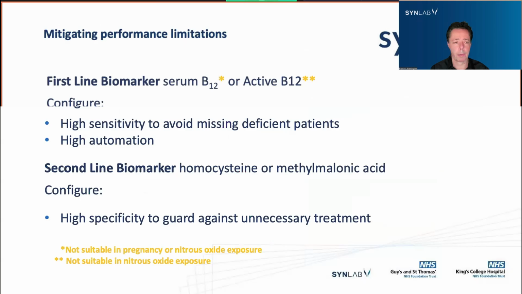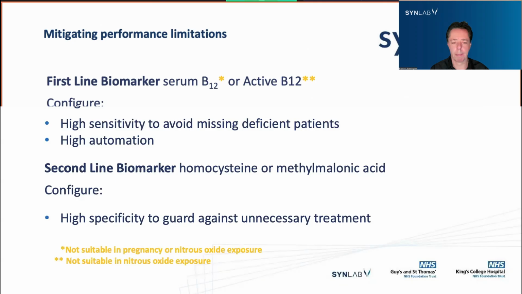So if you want to use multiple biomarkers, you should configure your frontline test to have high sensitivity. And you do that to avoid missing deficient patients. And you want to select a biomarker that can be performed with high automation. It needs to be affordable, needs to be robust. So in this case, you could use serum B12 or you could use active B12 to screen all samples and then have an indeterminate range where you do a second line biomarker.